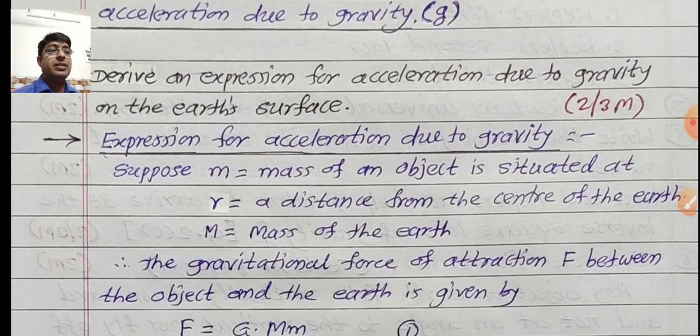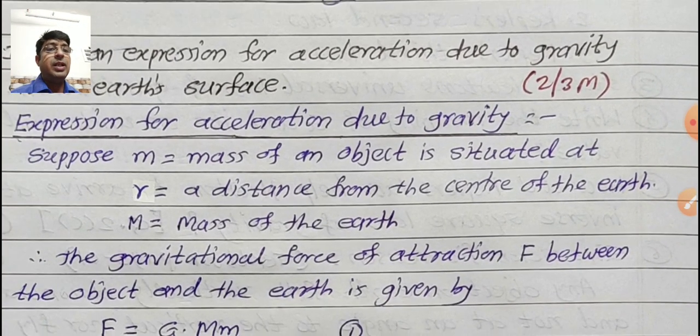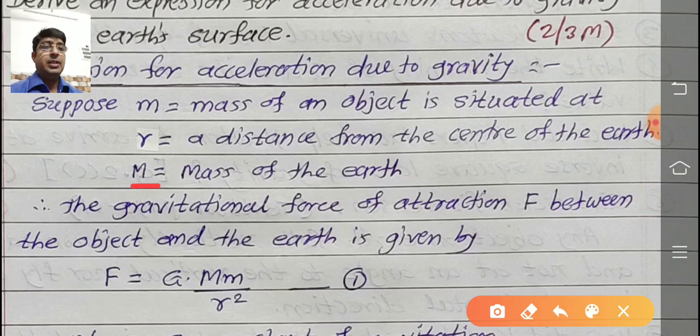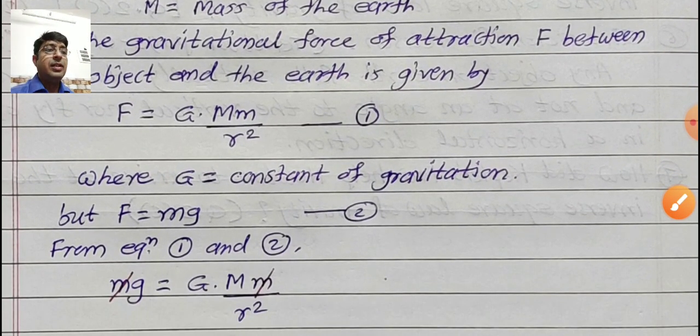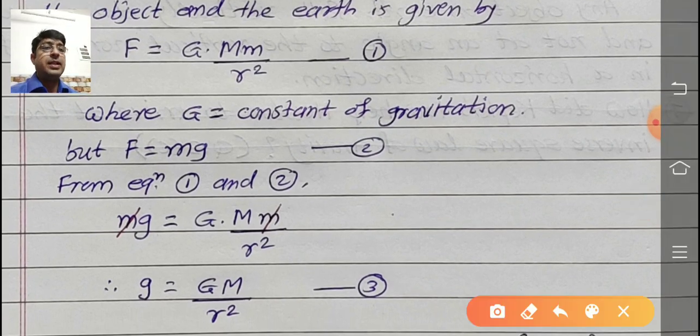Now, the expression for acceleration due to gravity. Suppose small m is the mass of an object situated at distance r. r means the distance from the center of the Earth, and capital M is the mass of the Earth. Therefore, the gravitational force of attraction F between the object and the Earth is given by F is equal to G M m upon r square, equation number 1, where capital G is called the universal gravitational constant.